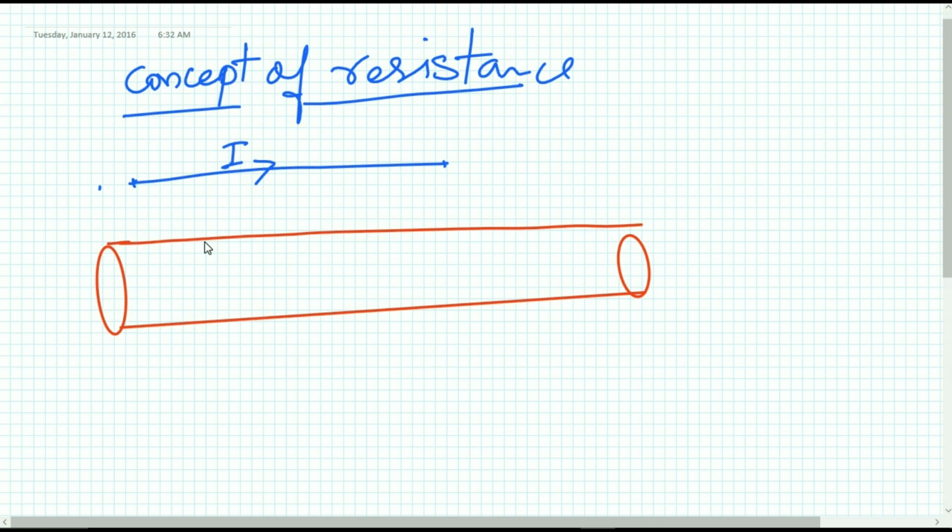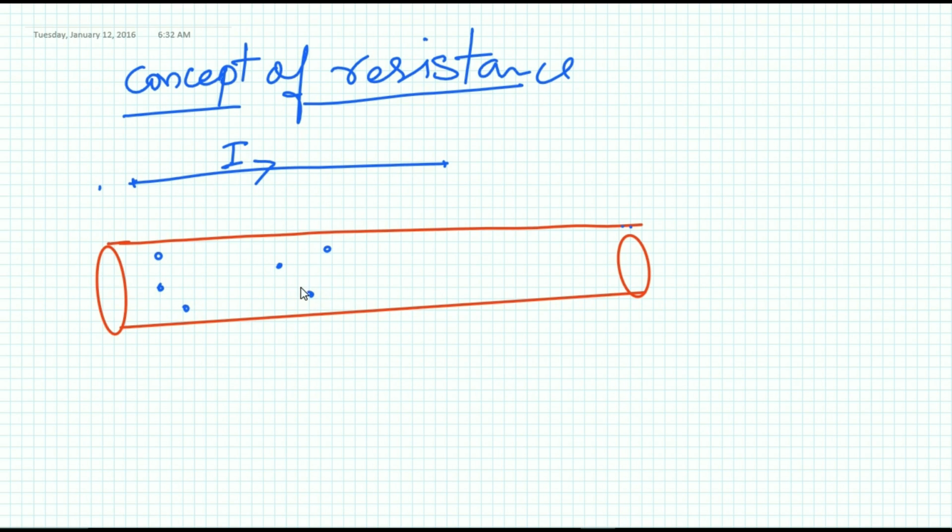I am showing here a conductor quite thicker than the normal ones we see in our daily life. When this conductor is not connected to any source, we know there are free electrons inside a conductor, but these free electrons move in a zigzag direction. There are also holes, that means positive ions. What are positive ions? Positive ions are those particles which have lost electrons. The electrons move inside the conductor in a zigzag way, that means there is no movement of the electrons in a particular fashion.